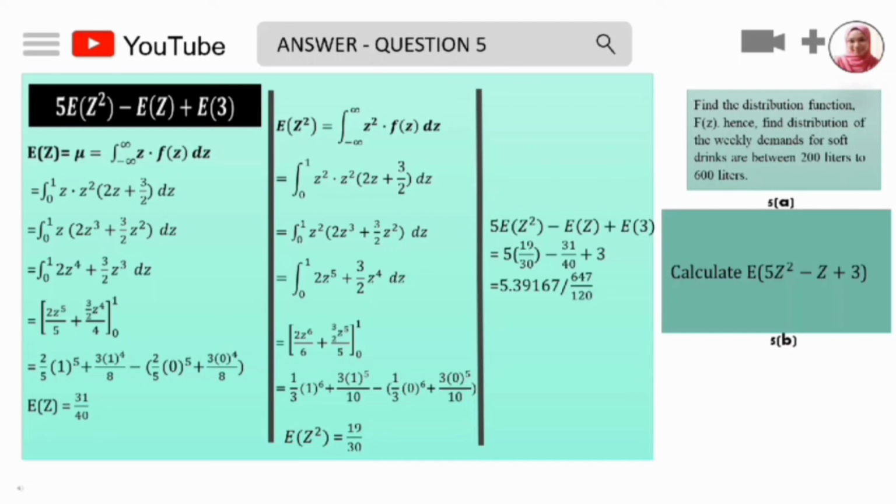Expected Z squared means Z squared multiplied with the equation and integrated. After multiplying the equation with Z squared and integrating with upper limit and lower limit, we get the answer: expected Z squared is equal to 19 over 30. Finally, from the whole equation, we can substitute the values that we solved just now, and we will get the answer 5.39167 or 647 over 120.